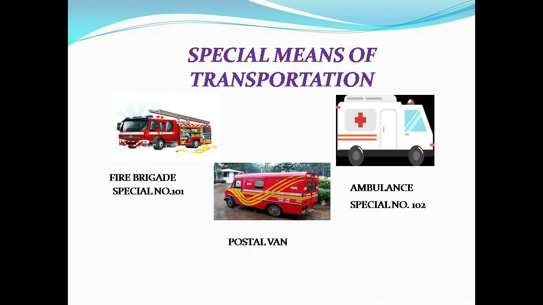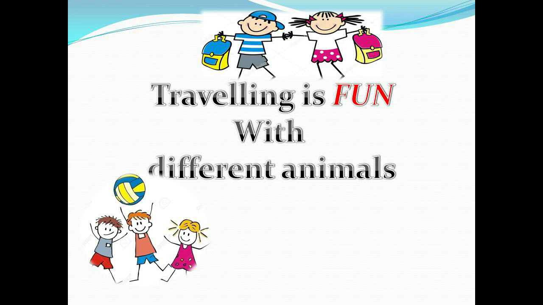Children, in this slide you can see some of the special means of transportation like fire brigade, ambulance, postal van. Fire brigade is called to extinguish fire. It carries equipments for putting out big fires. Ambulance is a special means of transport which carries patients from their homes to the hospital and vice versa. Postal van is a special means of transport in which our letters from the post office are carried to different places within the city.